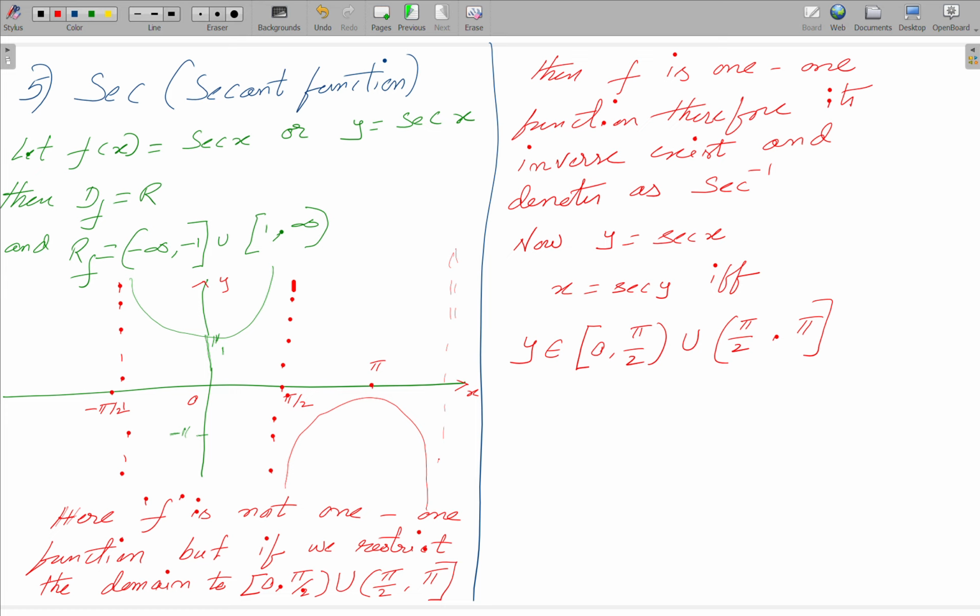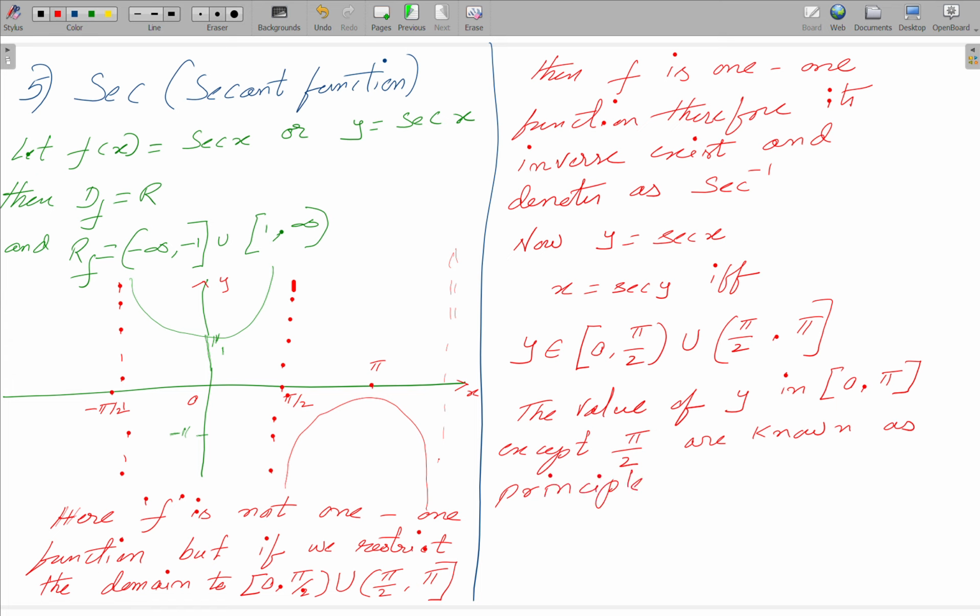For this, the value of y exists. The values of y in 0 comma pi except pi by 2 are known as principal values of sec inverse x.